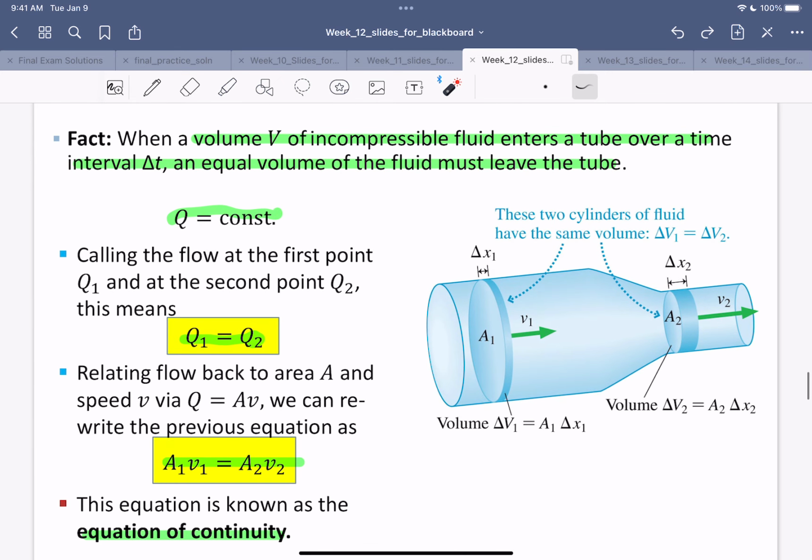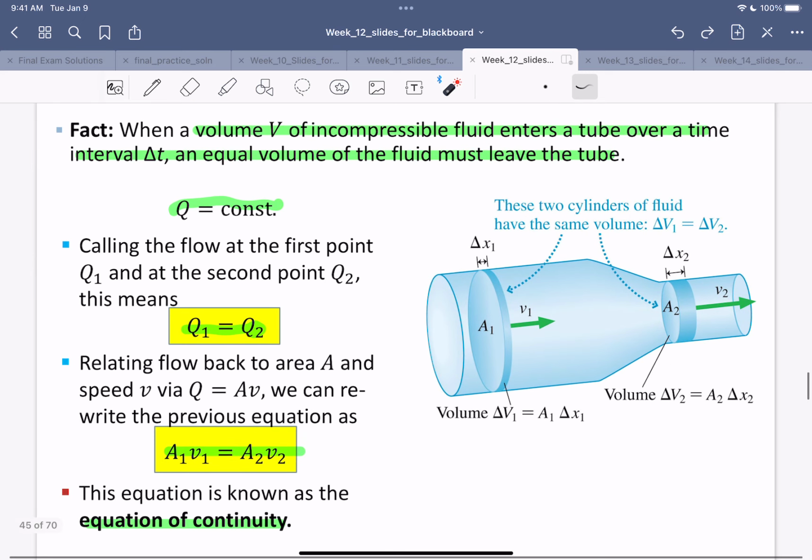So for continuity, it just tells you that the flow is equal throughout the fluid. If you have a moving fluid, the flow rate should be the same. And the flow rate should be the same even with differences in area. So if you have a difference in area, then you should see a difference in velocity or speed as well.